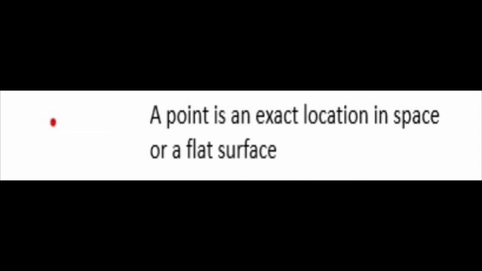Now, the first thing we're going to learn about is the word called point. In fact, it's a point. And the point I want to make here is that a point is a starting place. A point is an exact location in a space or on a flat surface. And it looks like a dot.